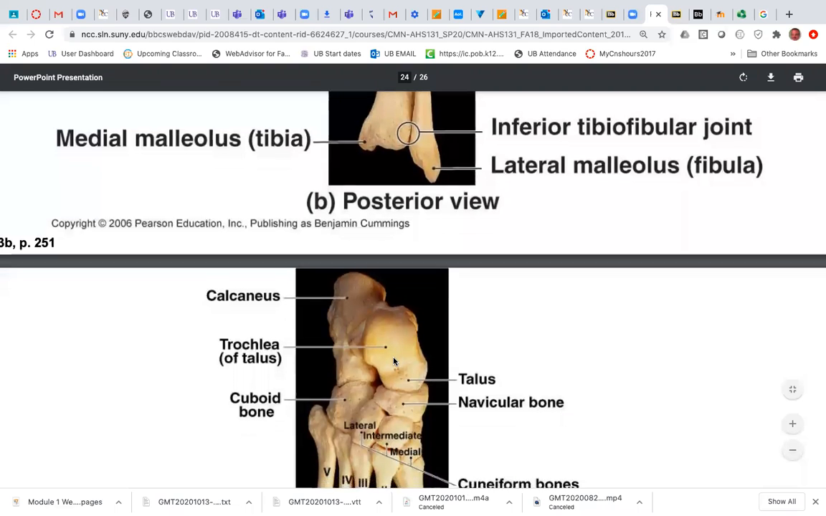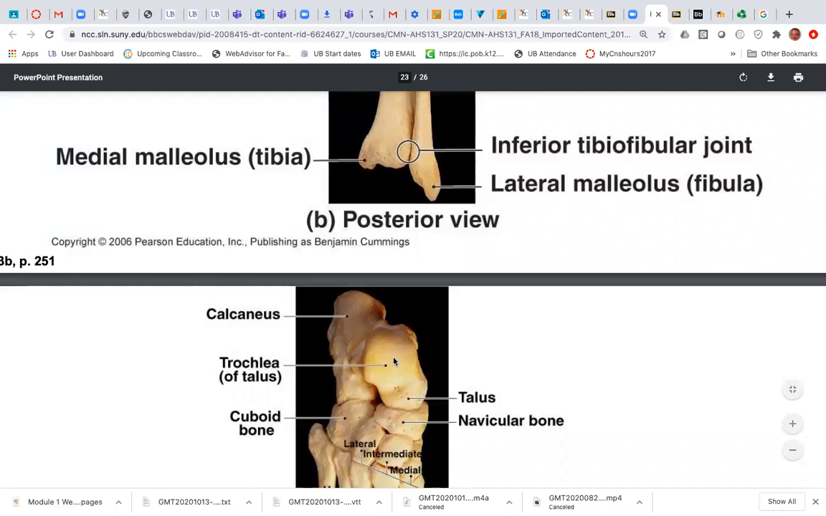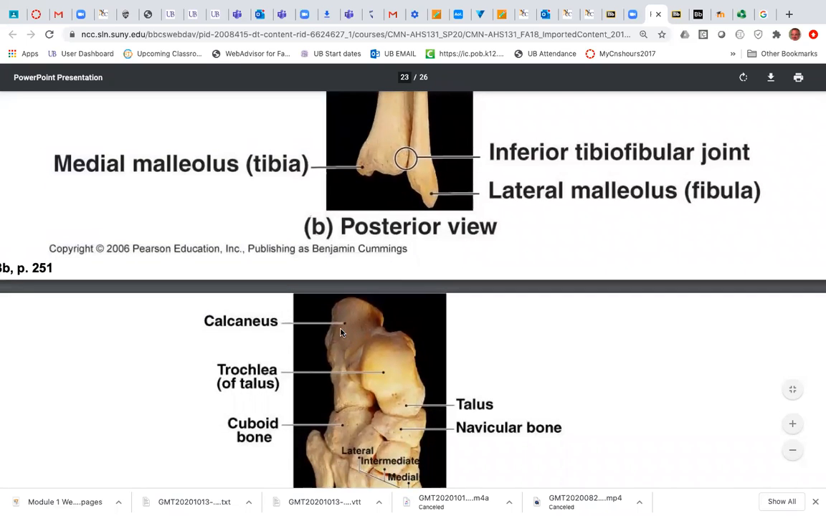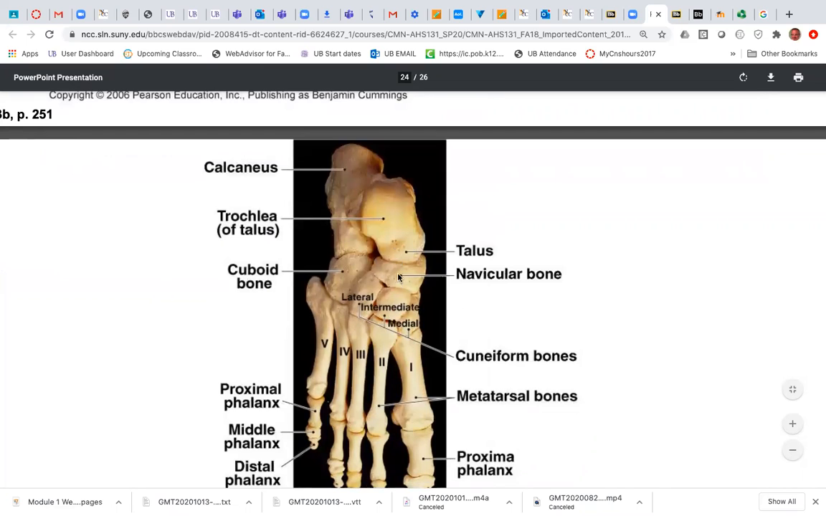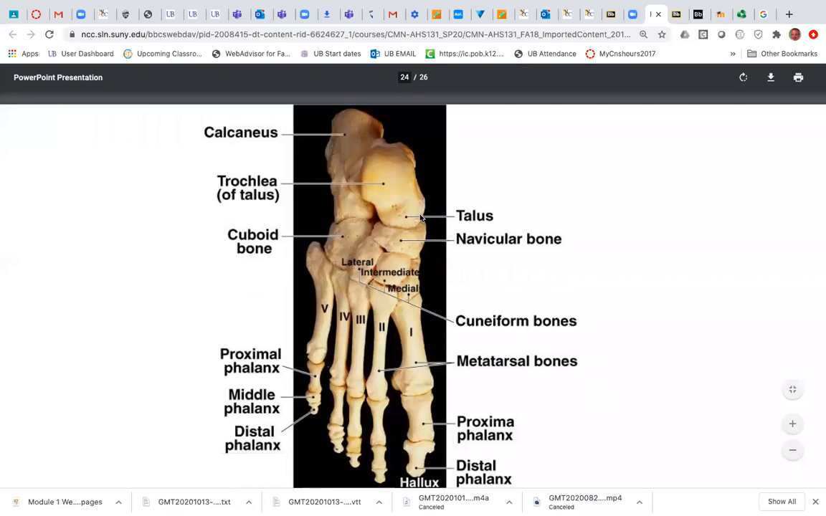Now we're doing the tarsal bones. Remember, in the hand, we had 8 carpal bones. In the foot, we have 7 tarsal bones. The most superior is the talus. The most inferior one that makes the heel is the calcaneus. As we move anteriorly, anterior to the talus is the navicular. Anterior to the navicular are 3 cuneiform bones.